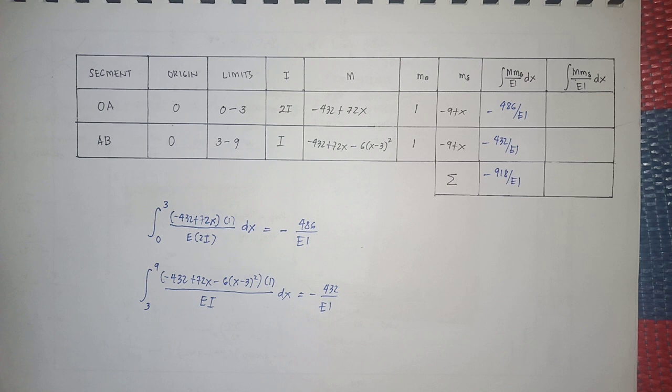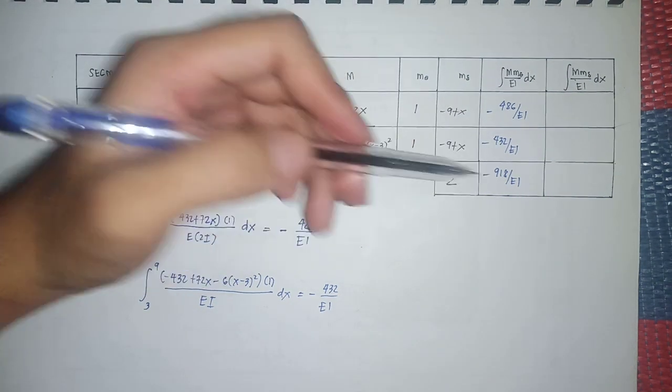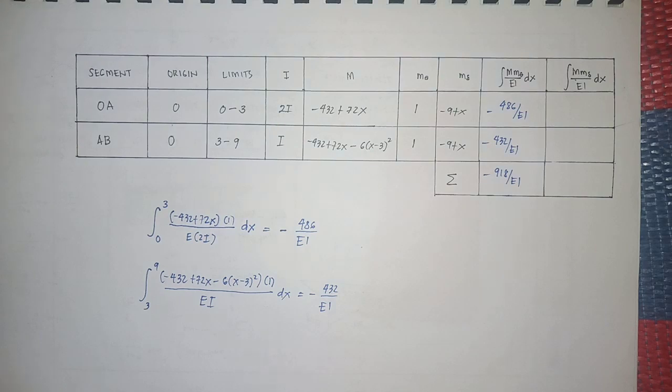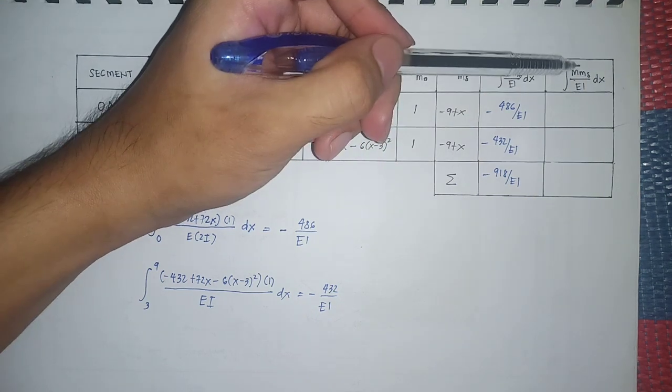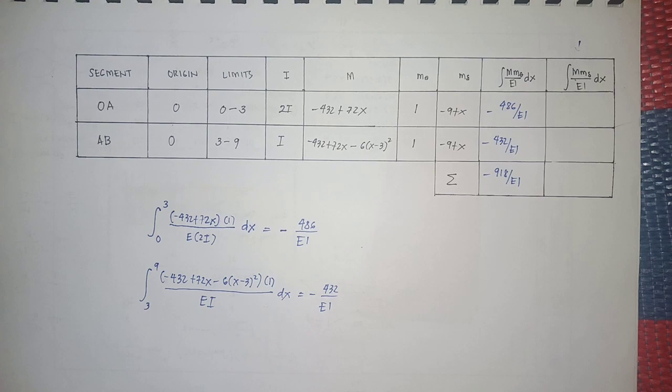Pero what is the significance of negative? Ibig sabihin, yung direction ay salungat dun sa direction nung 1 na moment na nilagay natin. Ibig sabihin, kung kanina ay counterclockwise yung unang nilagay natin, which means, okay, the slope here is 918 over EI clockwise. Okay? So, later, mamaya, i-substitute natin yung values ng E tsaka ng I na given. So, for the meantime, focus naman tayo rito sa column na to.